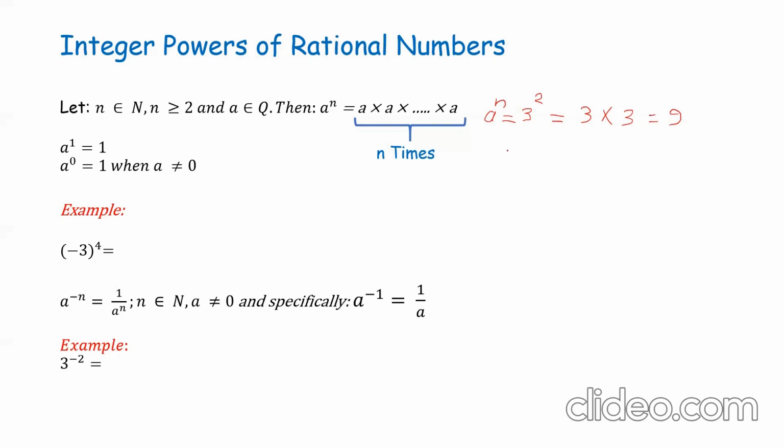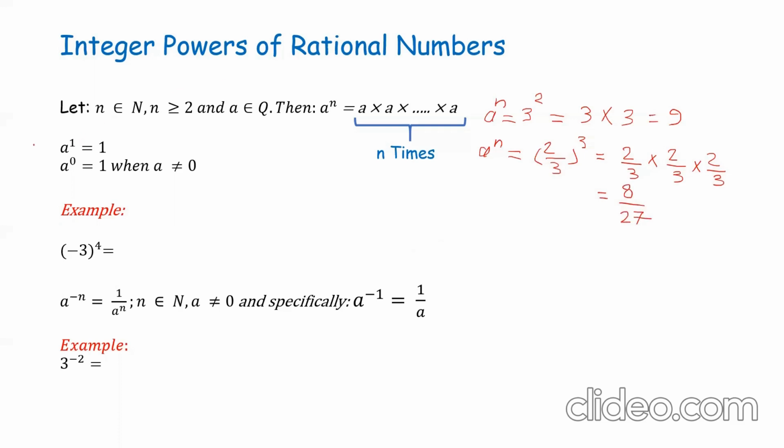We take another example. a to the power of n equals 2 over 3 to the power of 3. This is equal to 2 over 3 multiplied by itself 3 times, since n equals 3. So the result in this case will be 8 over 27.